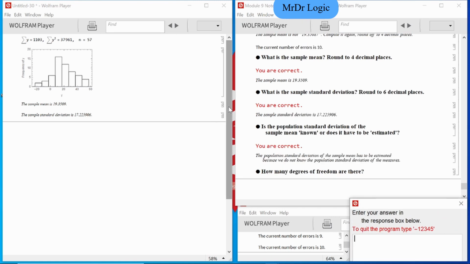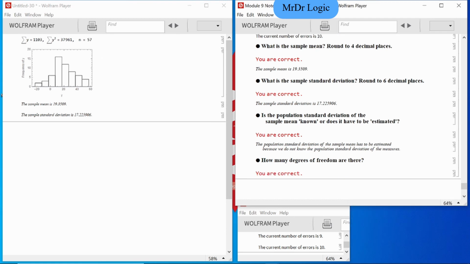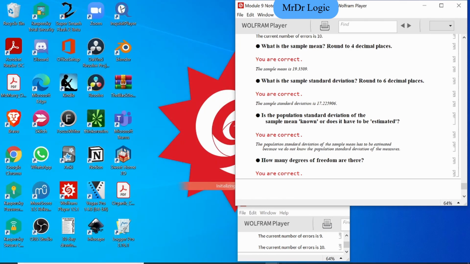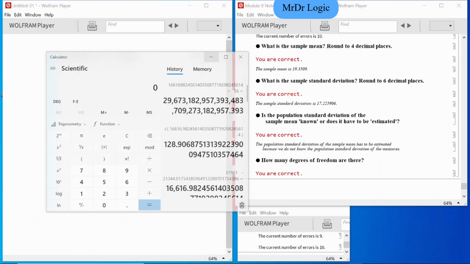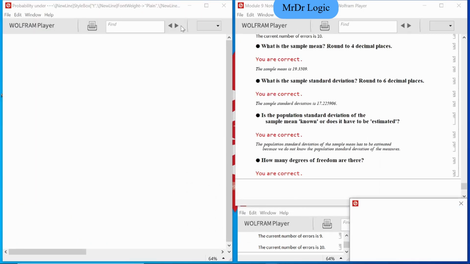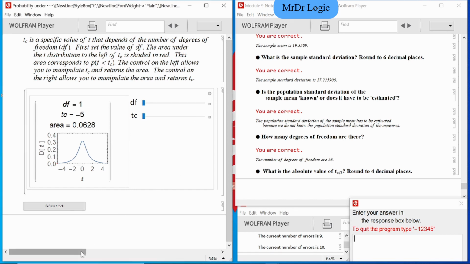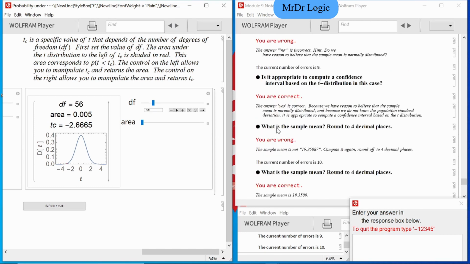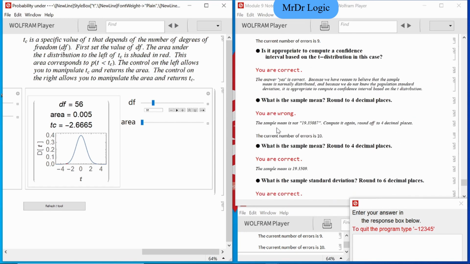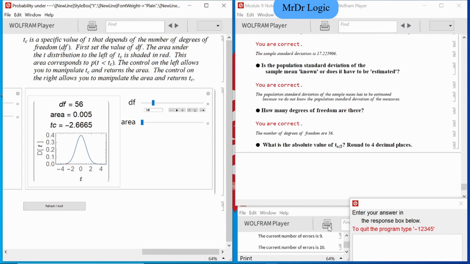So okay, the degrees of freedom. This is just n minus 1, so this is going to be 56. Okay, wait. Degrees of freedom, we've already established this was 56. 0.01. We're good where we are. And since this is absolute, it's just 2.6665.